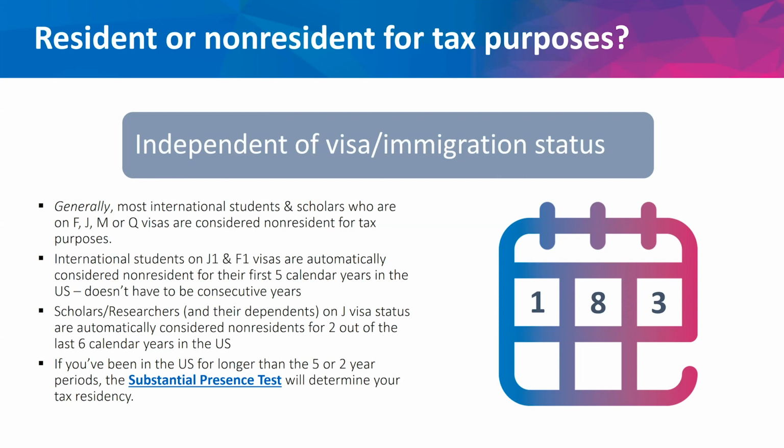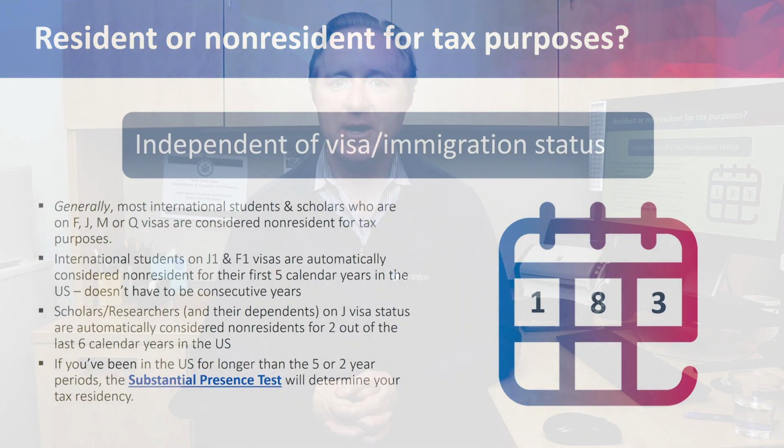If you're on your research or scholar J visa, then you don't get the 5-year period, but you do get 2 years out of a 6-year period, and again that does not have to be consecutive. The other thing about that is you might be coming back to the US on your 2nd or 3rd J visa, and again if you've been out of the US for more than 6 years, the clock will start again and you will be entitled to 2 years out of the next 6-year period. And essentially what this means is that you will be treated as a non-resident for tax purposes.